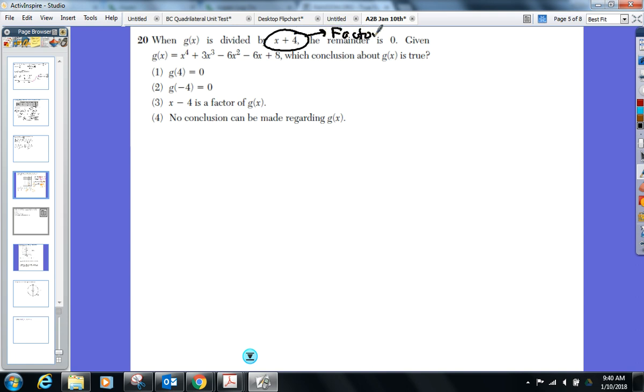Okay, now, because it's a factor, now go advanced on me. What's a solution then? X equals negative 4 is a solution. Meaning, when I plug negative 4 into the polynomial, what should I get out? 0. Yep. When I plug negative 4 in, I should get out 0. All right. Questions? Anything there? So that's what I had you do last night.